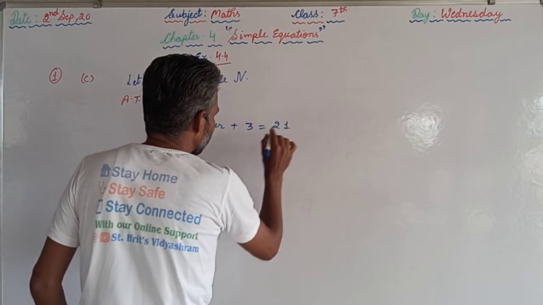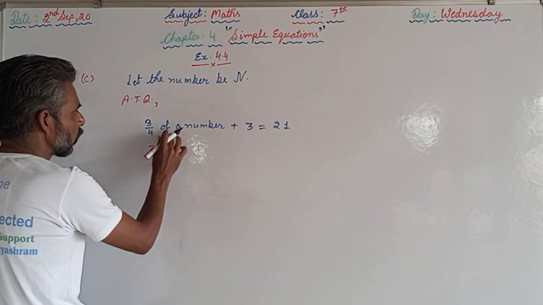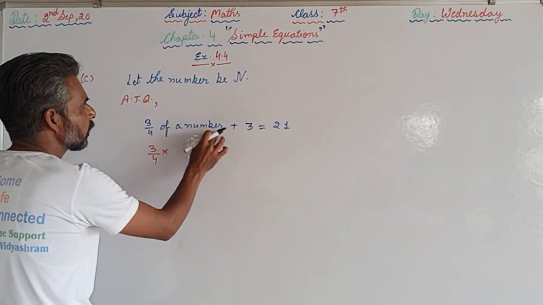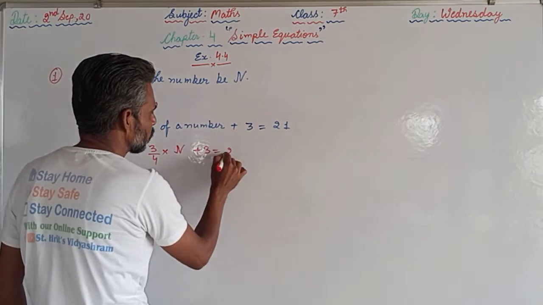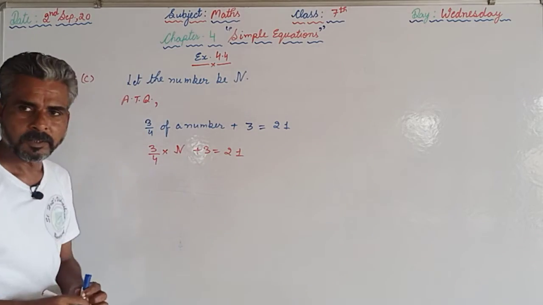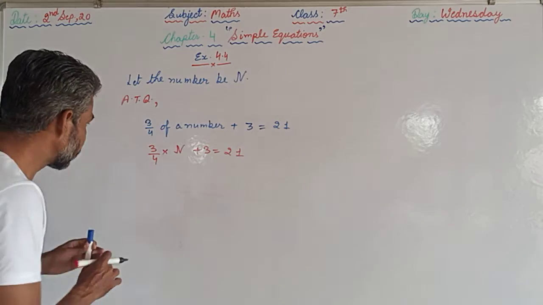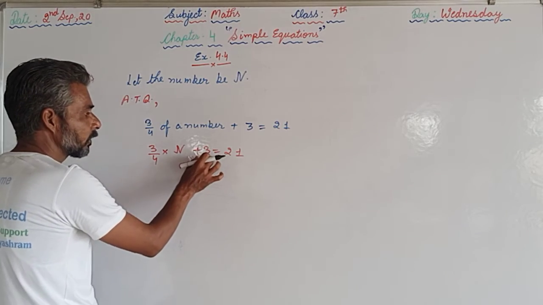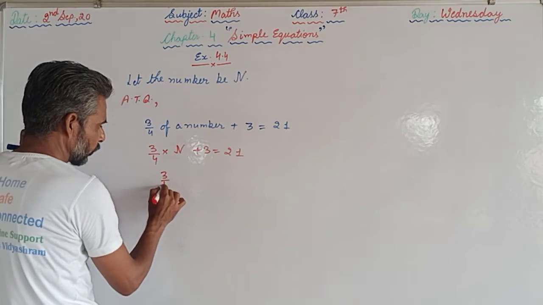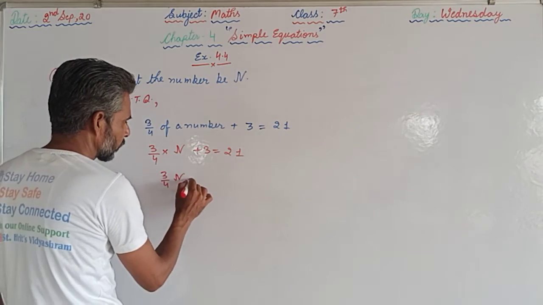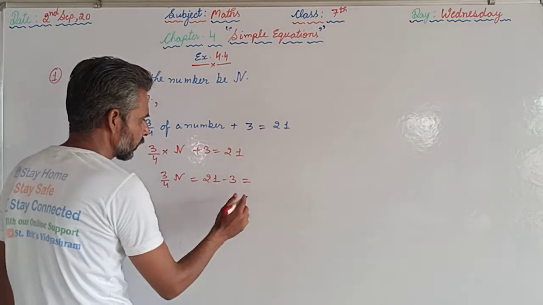So now we have to frame the equation. 3 by 4 of the number, which means multiply, the number is n, then we have to plus 3 is equal to 21. Now we got the equation. Now we are supposed to solve it. So we will transfer plus 3 from the left hand side to the right hand side. It will become minus 3. So 3 upon 4 n is equal to 21 minus 3, 21 minus 3, that is 18.